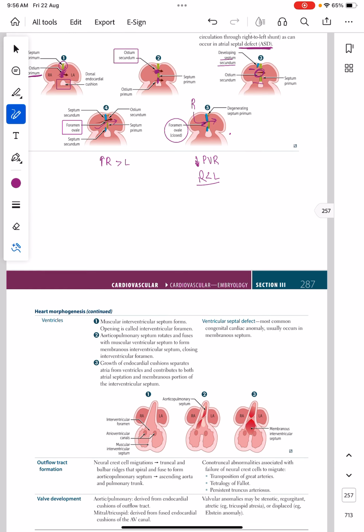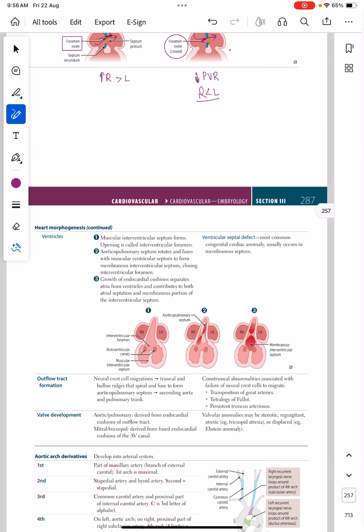So now how the ventricles develop. Just remember that the ventricle develops from two sources, as we know that the interventricular septum has two parts. One is the muscular part and the other is the membranous part. So the muscular part develops here, and then there is a septum called the aorticopulmonary septum.